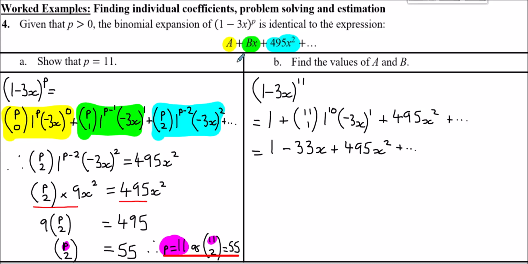So now we can just see by comparing what we've got. And so A, if you see here, A has to be 1. Likewise, B has to be minus 33. 495x squared is obviously 495x squared. So just by comparing these terms and coefficients, we can clearly see that A has to be 1 and B has to be minus 33.